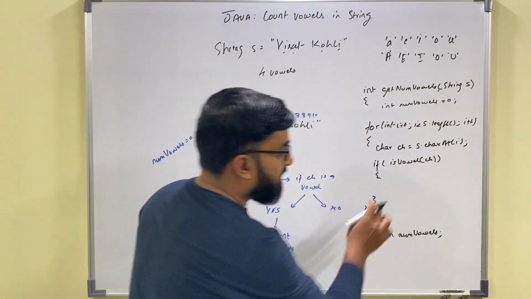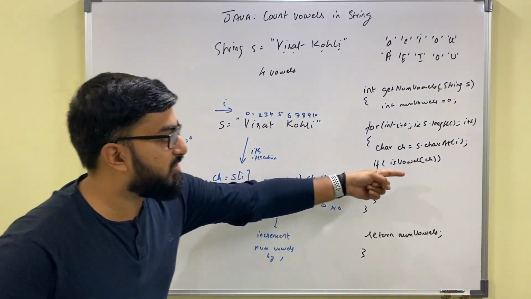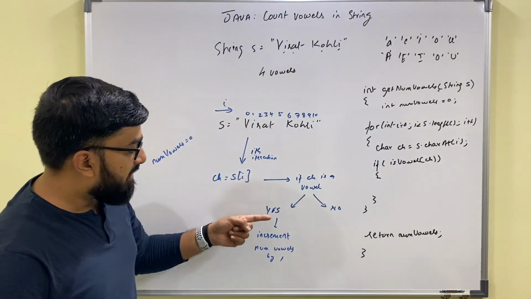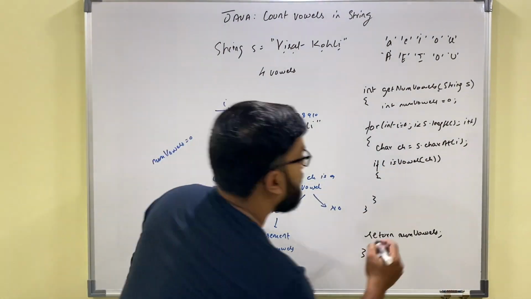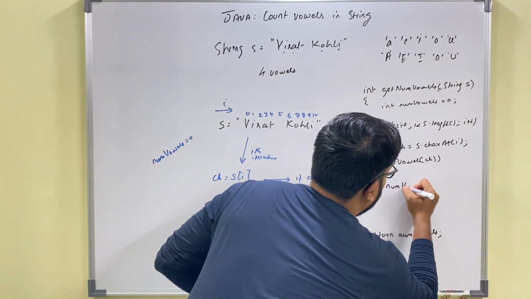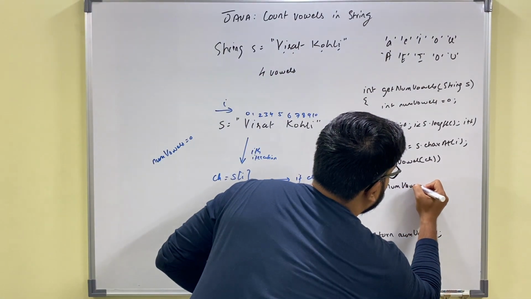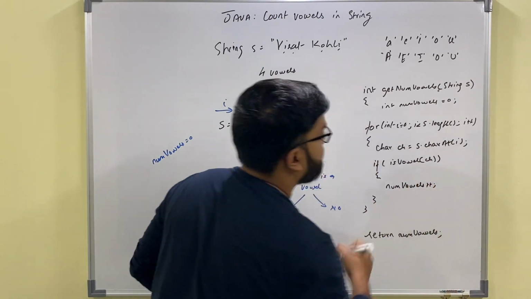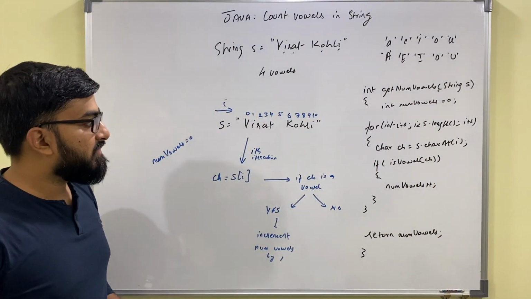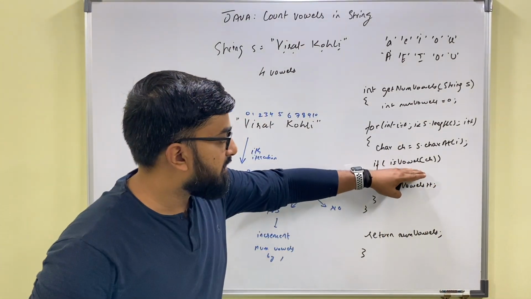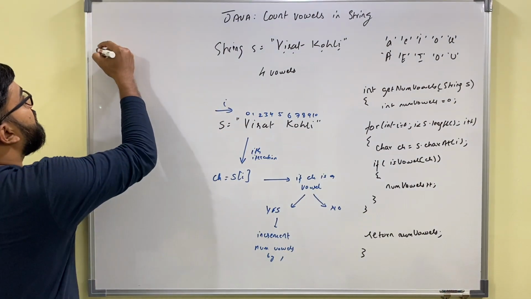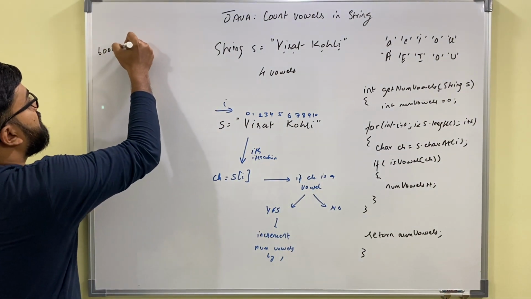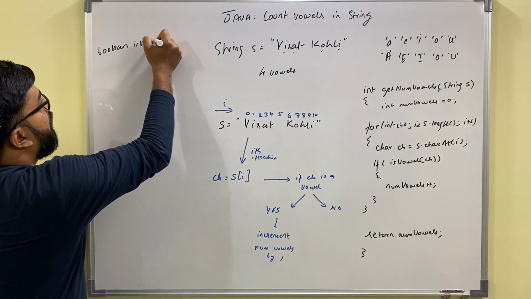If ch is a vowel, if this method returns true, I will increment the number of vowels by 1. So I say numVowels plus plus. Now we write this method isVowel. So I'll say boolean isVowel.